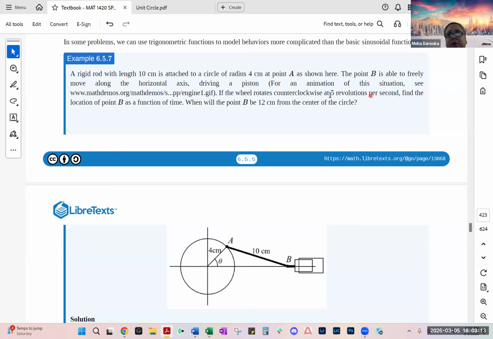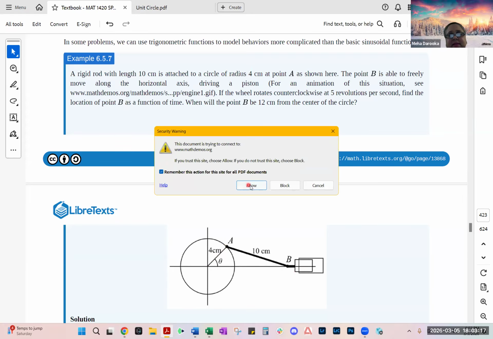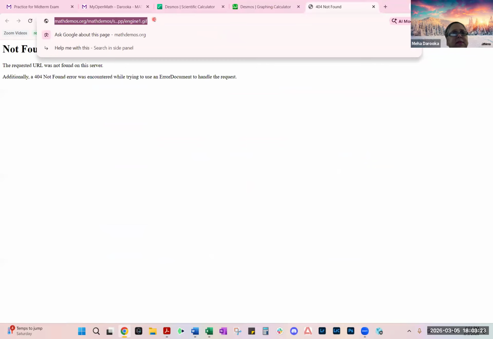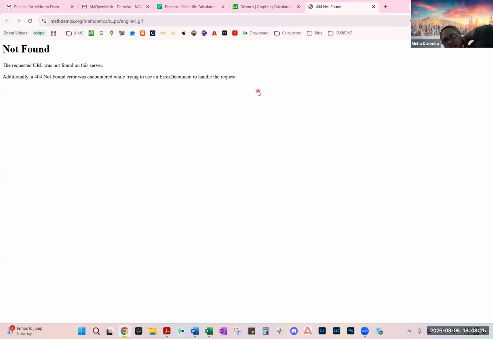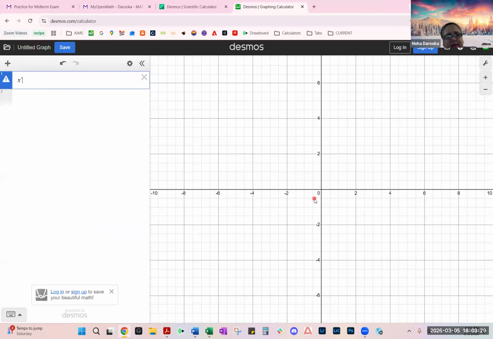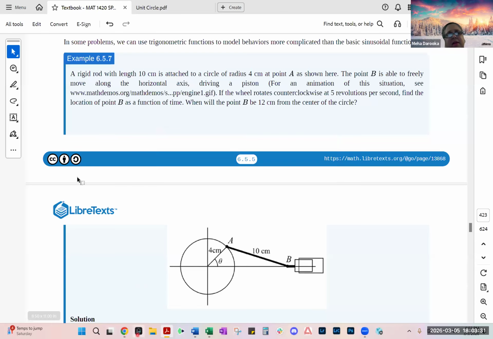And they're saying if you wanted to see the animation for this, they're giving us a link over here. Oh, interesting. I guess because they didn't give us the full link, it's not opening. Well, that's a bad design on their part.